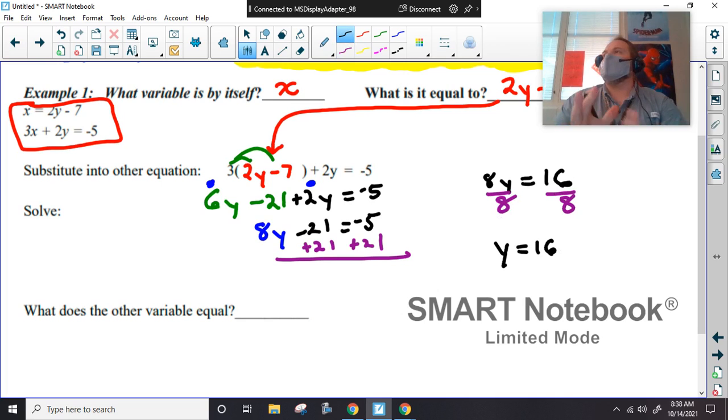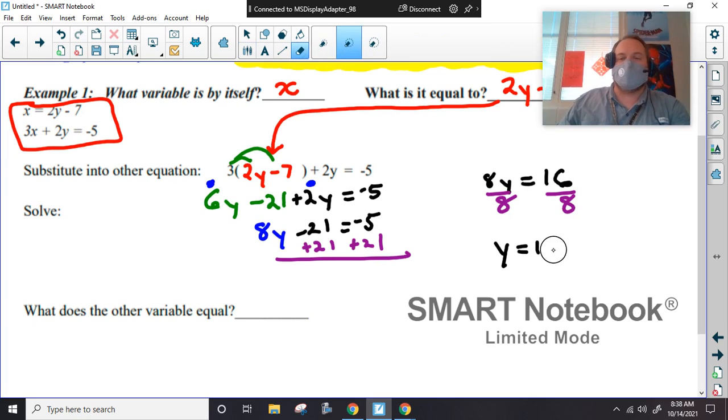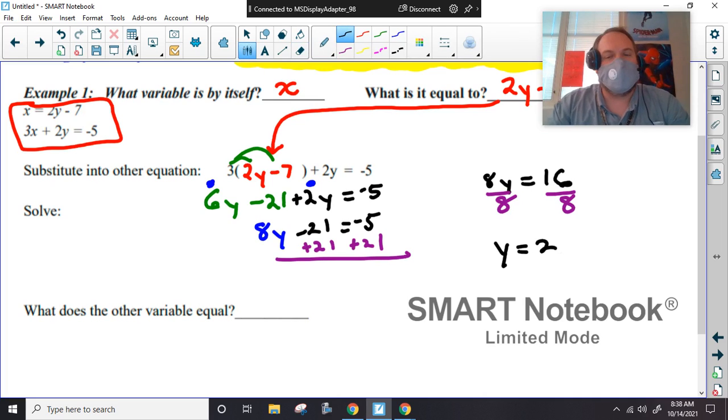Something that we learned about the other day when we were doing the graphing. I'm sorry, it shouldn't be 16, it should be 2. I got excited. Thank you. Now, something we learned about the other day when we were solving by graphing, we're actually going to have an x and a y.